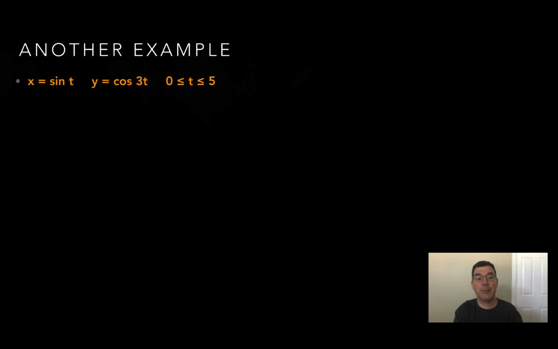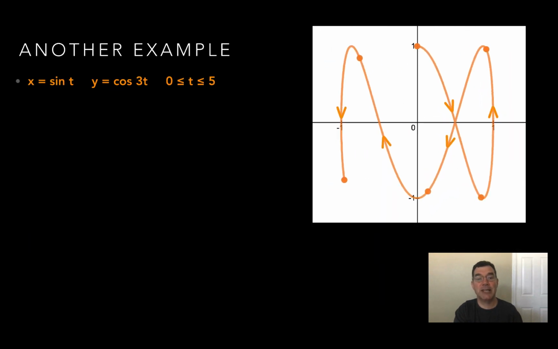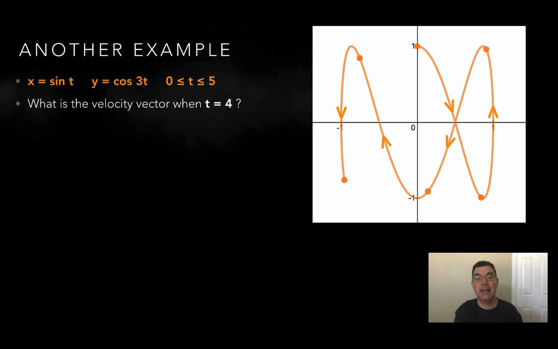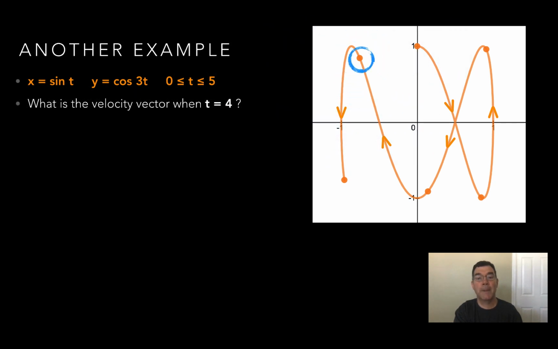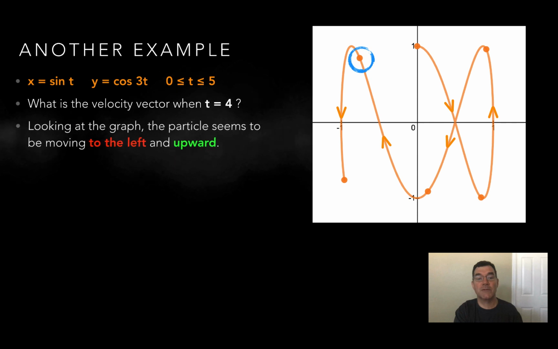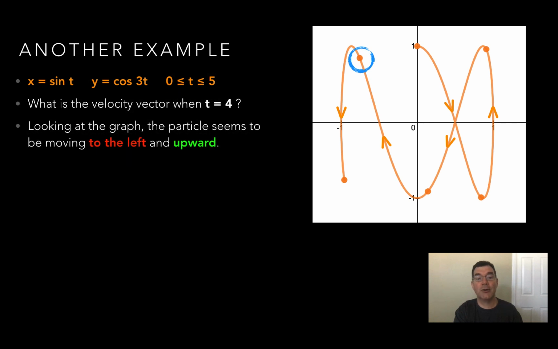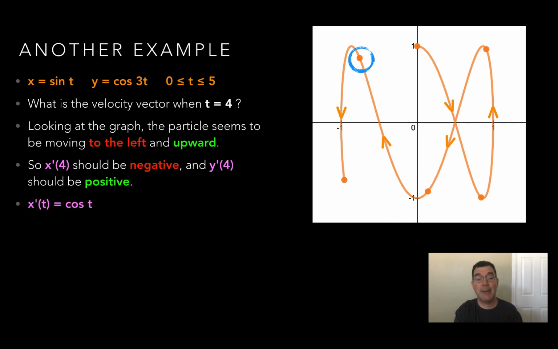So here's another example. Let's say that x equals the sine of t and y equals the cosine of 3t as t goes from 0 to 5. What's the velocity when t equals 4? Well, it looks like on the graph at that point, the particle is going to the left and it's also going up. So let's see if that's true. X prime of 4 should be negative and y prime should be positive. So let's make sure that both of those things happen.